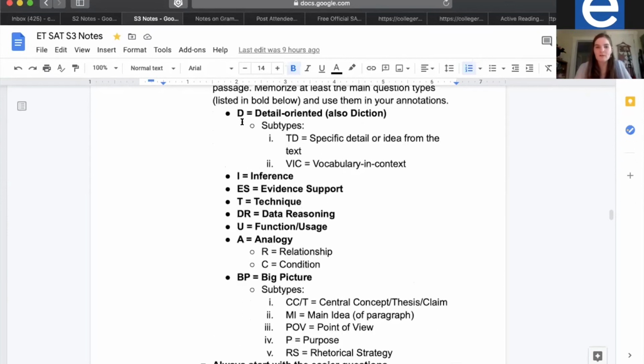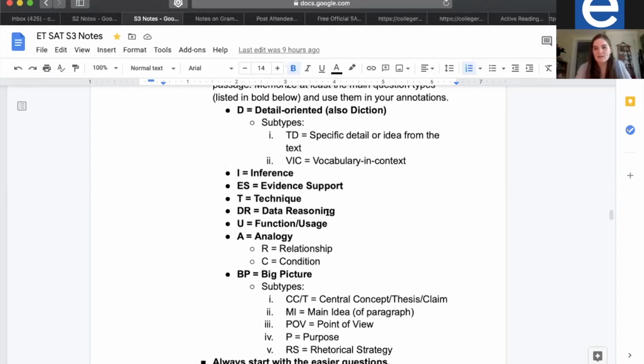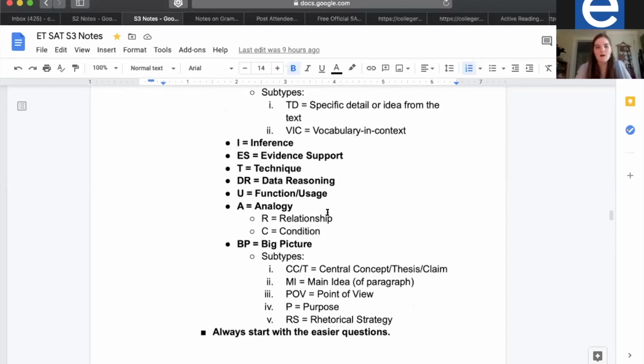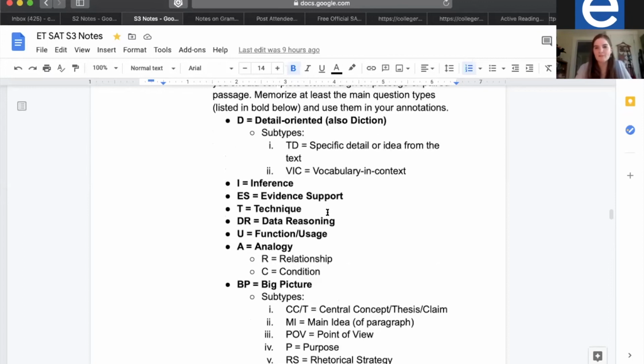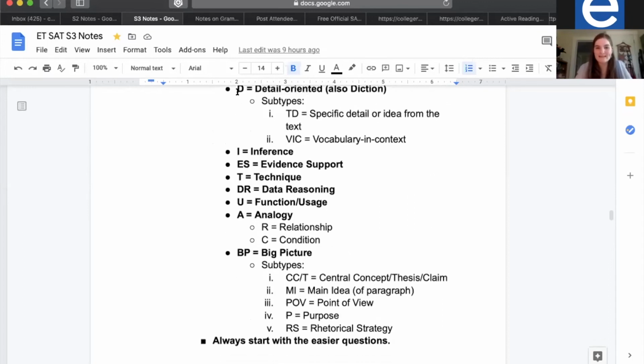So the first one, D, for detail oriented, or also for diction, because you're dealing with subtypes that include vocabulary and context, which generally has to do with diction, like your word choice, okay? TD for subtypes, specific detail from the text or idea from the text. So again, it's just a different way of annotating, okay? But D for detail or D for diction will clue you into the type of question you'll be asked.